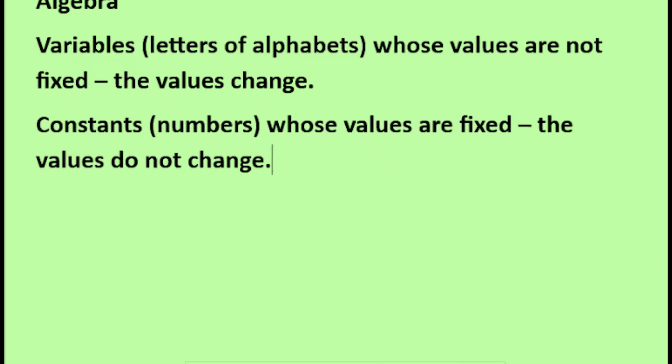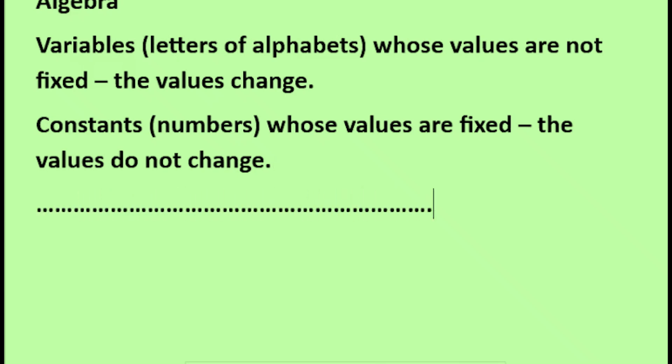And A, the value will change. Question number 1, the value is different. Question number 2, the value is different. Question number 3, the value is different. Question number 1, A equal to 5. Question number 2, A equal to 0. Question number 3, A equal to minus 8. When the values change, variables, and when the values do not change, constants. Right?